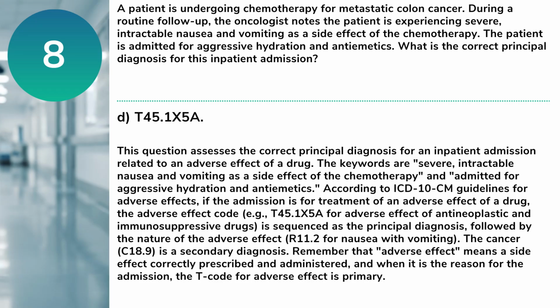T45.1X5A for adverse effect of antineoplastic and immunosuppressive drugs, is sequenced as the principal diagnosis, followed by the nature of the adverse effect, R11.2 for nausea with vomiting. The cancer, C18.9, is a secondary diagnosis. Remember that adverse effect means a side effect correctly prescribed and administered, and when it is the reason for the admission, the T code for adverse effect is primary.